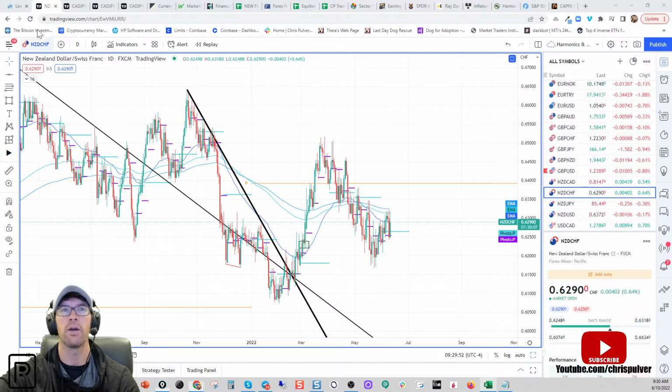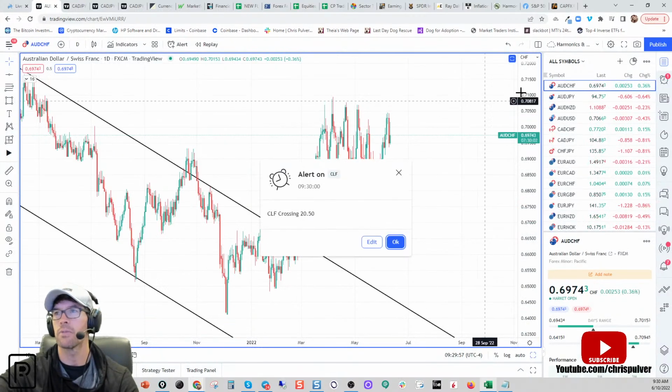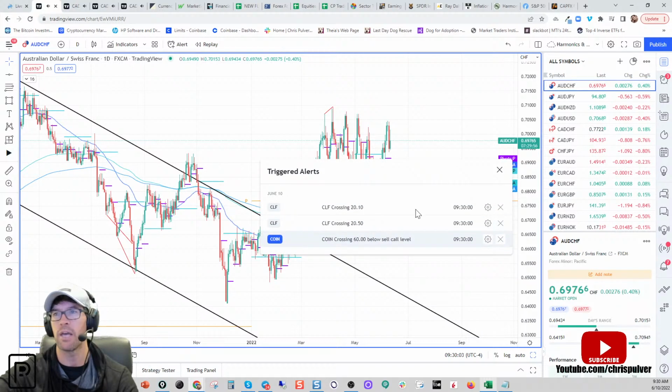Okay, speaking of, I'm going to see what my Aussie Swiss is doing right now. Aussie Swiss, still pretty messy, it's pretty choppy. Ooh, all right. Cleveland Cliffs, 2050, 2010. We're getting some gaps there.